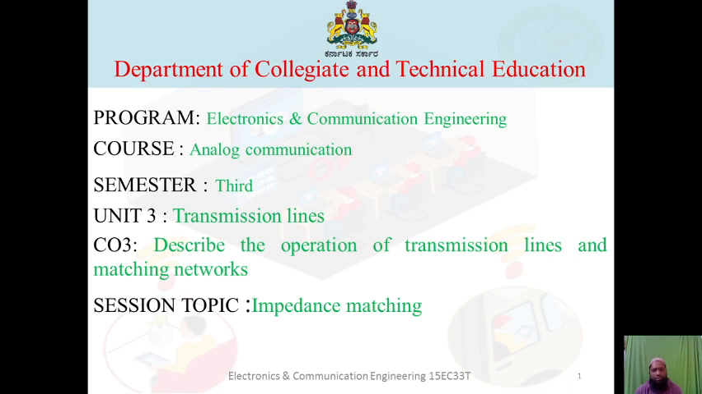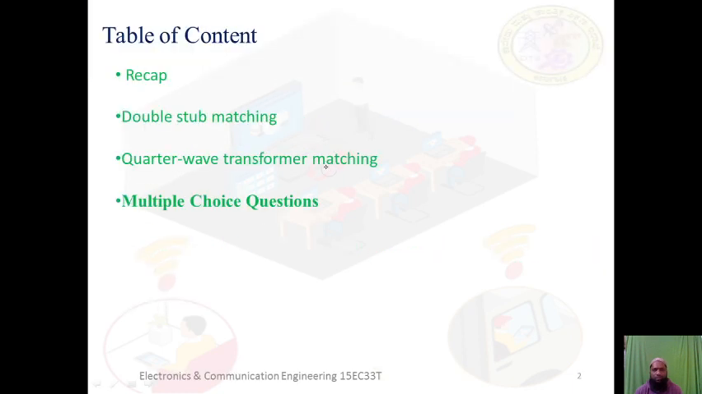Today is our last session of Unit 3, transmission lines. The session topic is impedance matching. Following are the contents we need to discuss in today's session. First, we briefly discuss the recap of the previous session, then double stub matching, then we discuss quarter wave transformer matching, and finally we conclude this session with multiple choice questions.